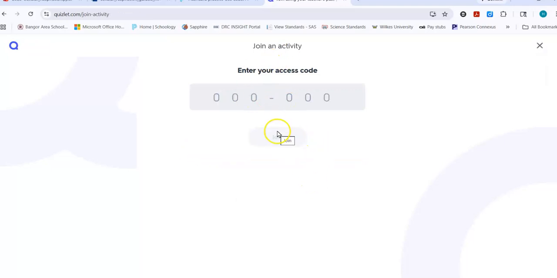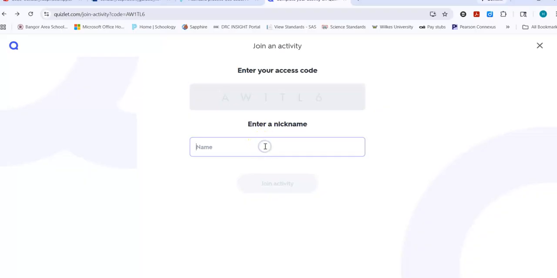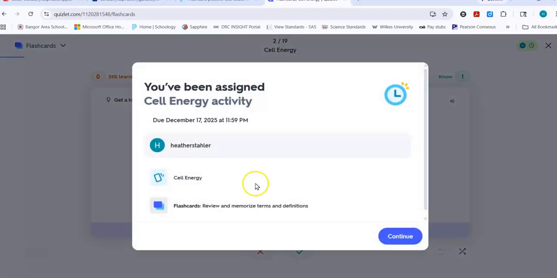Sometimes it'll do this, though. You see how it does that? Silly. Just hit the back button. Hit Join. And I'm just going to say Join Activity. And then, yep, there's my name. I use my personal account for this, so I don't have to pay for it.